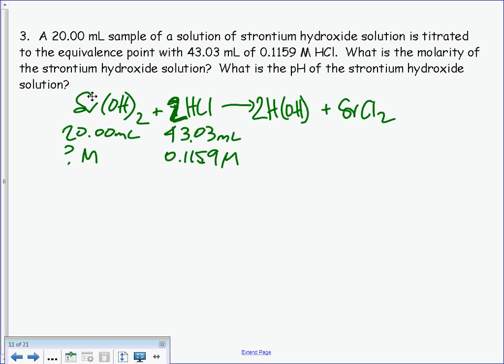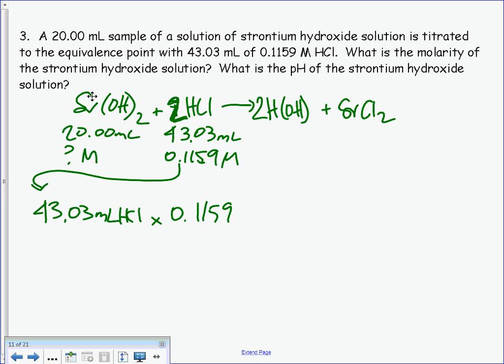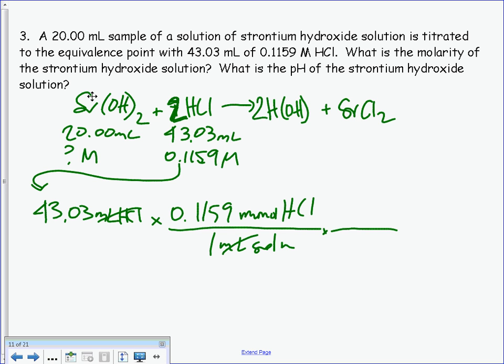All right, so what are you starting with? Are we going millimoles or are we going normal moles? Millimoles? So I'm cool with that. All right, what am I starting with? 43. Good, you're starting through known, so 43.03 milliliters of HCl times 0.1159, I don't change the number, but what goes here? Right, millimoles of HCl over what? 1 milliliter of solution. So far, what cancels? Milliliters. Okay, next. Times mole ratio.